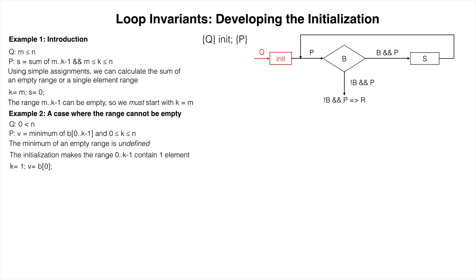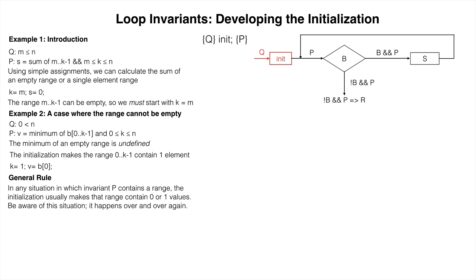The general rule is, in any situation where invariant P contains a range, the initialization usually makes the range contain either 0 or 1 values. Be aware of this situation. You will see it over and over again.